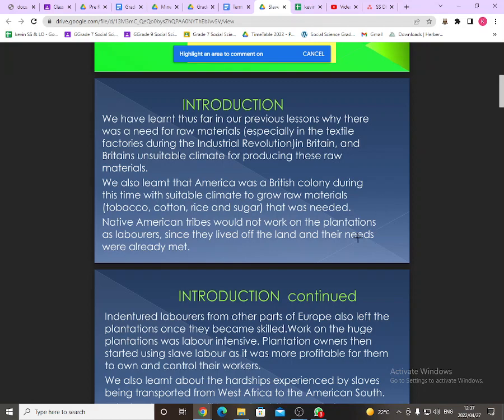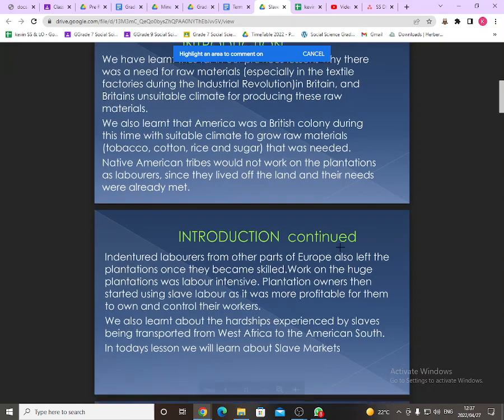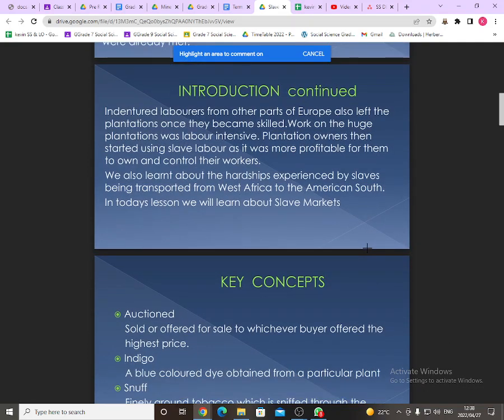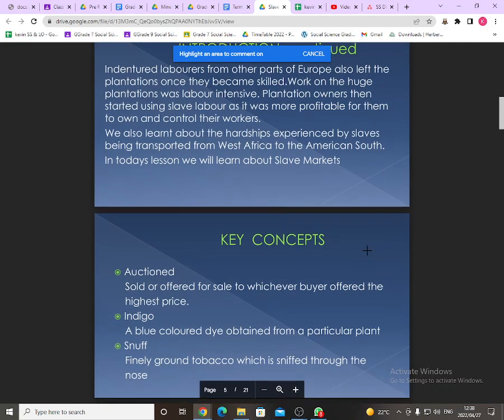The native American tribes would not work on the plantations as laborers, since they lived off the land and their needs were already met. The indentured laborers from other parts of Europe also left the plantations once they became skilled. Work on the huge plantations was labor intensive, so plantation owners started using slave labor, as it was more profitable for them to own and control their workers. We also learned about the hardship experienced by the slaves being transported from West Africa to the American South. In today's lesson, we're going to learn about slave markets.